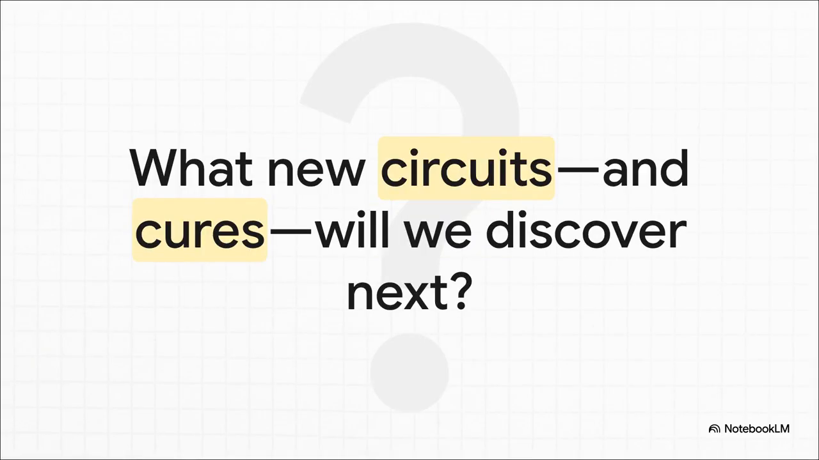And this all leaves us with a really fascinating question for the future. Our maps of the heart's electrical system are getting more and more detailed every single year. We're starting to understand the genetics behind these faulty circuits. So as our technology gets even more precise, you just have to wonder, what new circuits are we going to discover, and what new cures will we be able to deliver? It's an incredibly exciting time to be in this field.